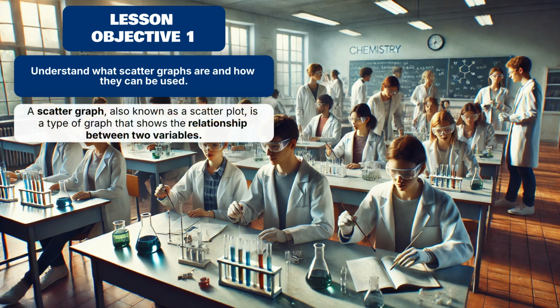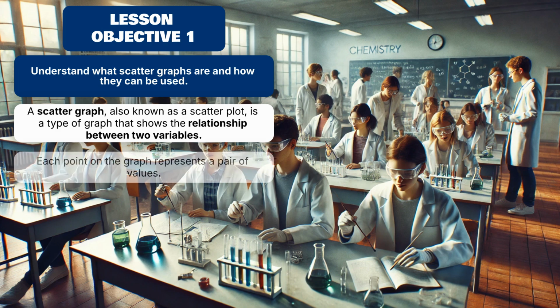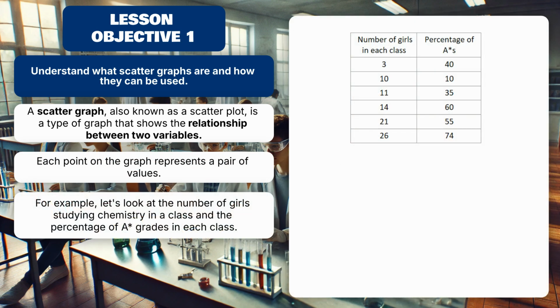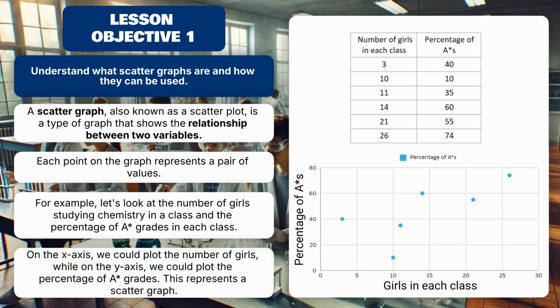A scatter graph, also known as a scatter plot, is a type of graph that shows the relationship between two variables. Each point on the graph represents a pair of values. For example, if we are looking at the number of girls studying chemistry in a class and the percentage of A-star grades they achieve, each point would represent the data for one class. On the x-axis, we might plot the number of girls, while on the y-axis, we could plot the percentage of A-star grades. When we map out all the classes, we get a scatter graph.